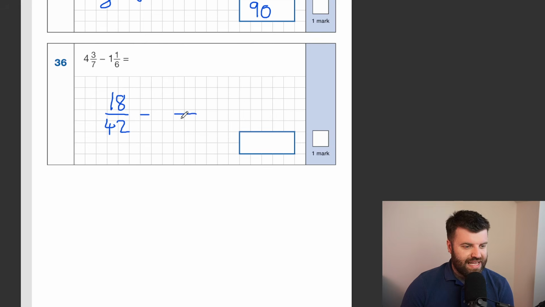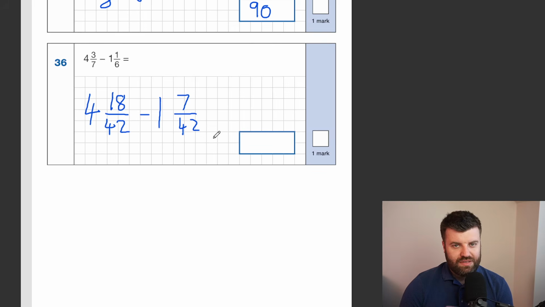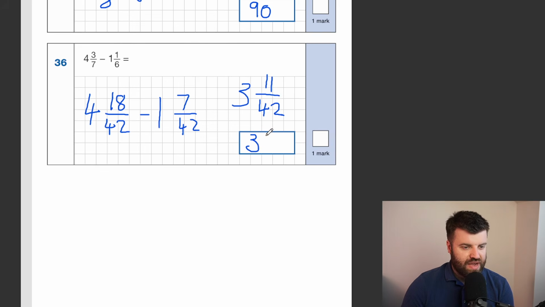And then this other one here is going to be out of 42 now. What did I do to 6 to get to 42? I multiplied it by 7. Do the same to the top. Is going to be 7 42nds. Put your integers in, 4 and 1. And now we can do this without exchanging past a whole number. We've done the hard work. So 18 42nds, take away 7 42nds. That's going to give me 11 42nds. And then 4 take away 1 is just 3. So the answer is 3 and 11 out of 42.